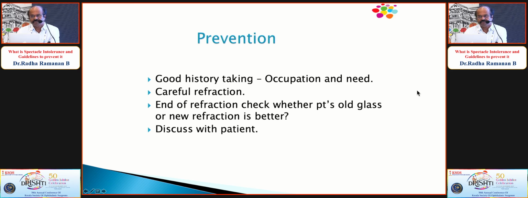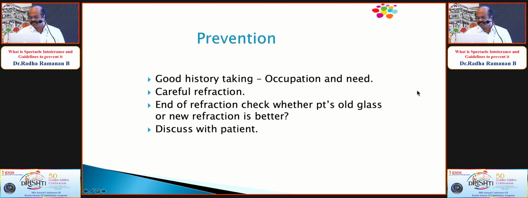So always take the history of their occupation and what is their need. One patient was complaining that he cannot tolerate bifocals and all this. I gave glasses 2 or 3 times. But finally he told me he is a KCB meter reading person. He wanted the near vision on the upper part. So I realized later, careful refraction is very important.